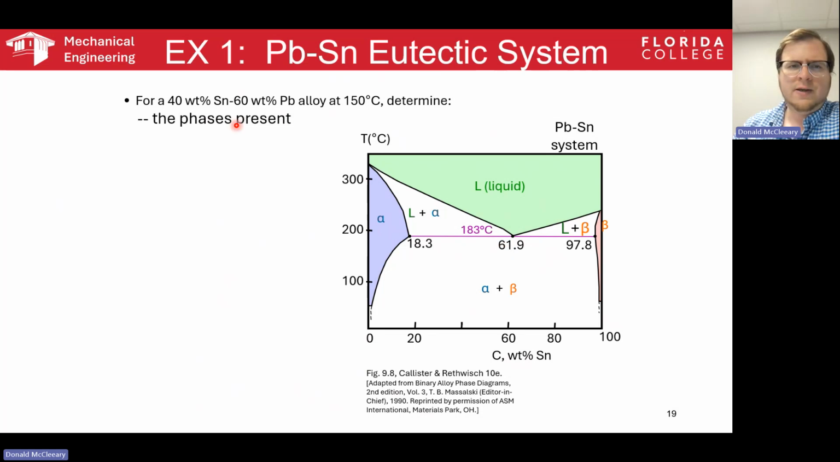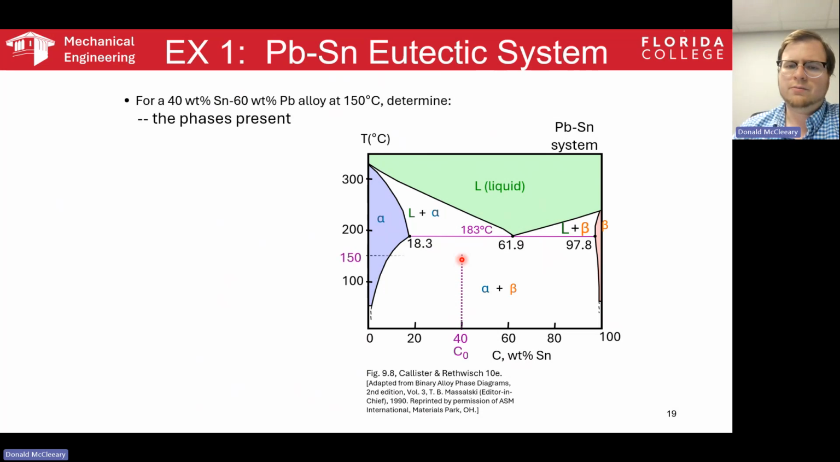Well, that's wrong, because we're not talking about 60 weight percent lead, we're talking about 40 weight percent selenium. So we're actually at 20, 40, 60, right about here. And they want to know the phases present at a temperature of 150 degrees Celsius. This is a very low melting point alloy. So we're here at 150, and that's our temperature. We draw our line straight over to 40 weight percent selenium, and we're at this point. So you can probably guess for yourself what phases are present. It's alpha plus beta.